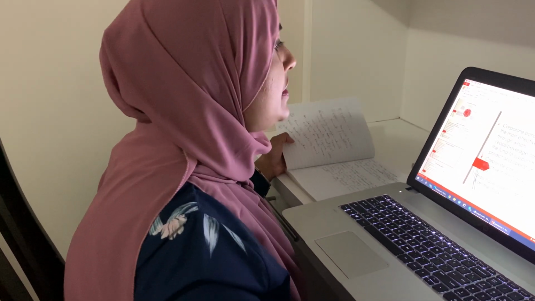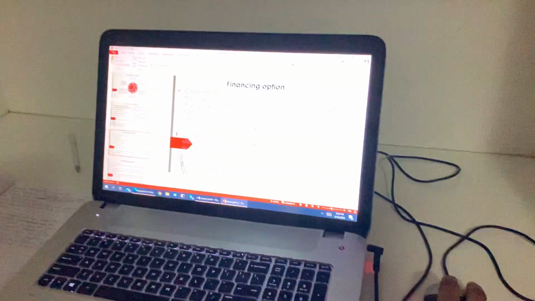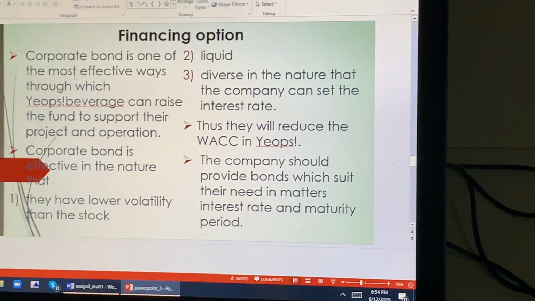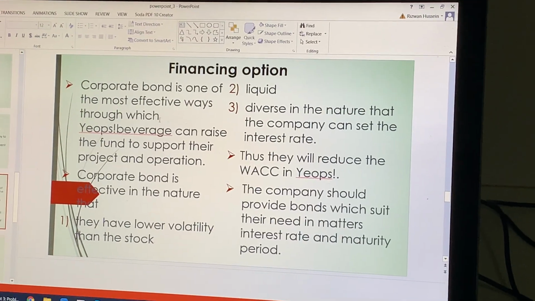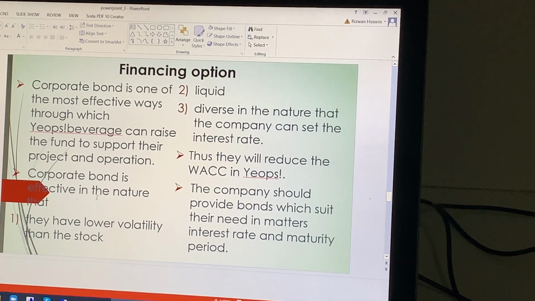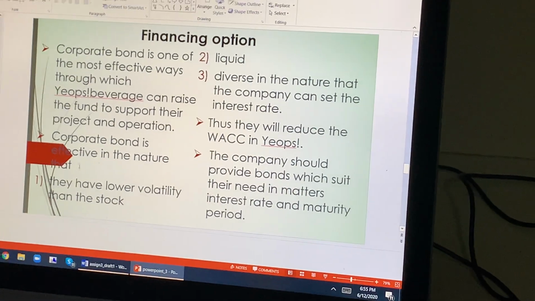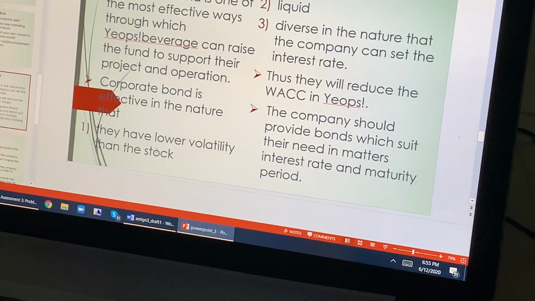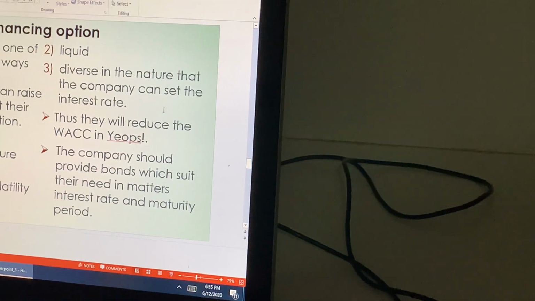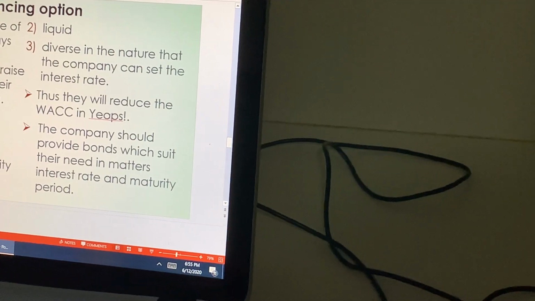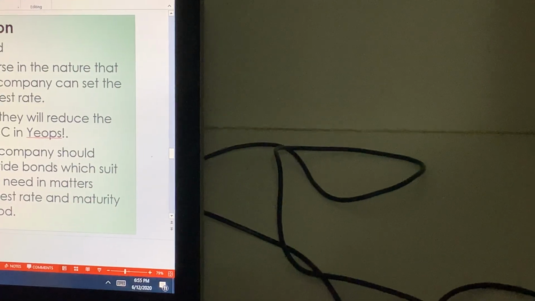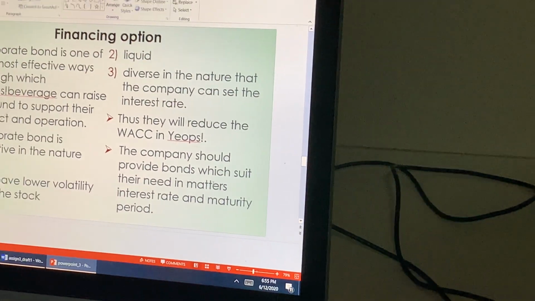So the next is the financing option. The financing option for the Yobs Beverage. Corporate bond is one of the most effective ways through which Yobs Beverage can raise the fund to support their project in operations. Corporate bond is effective in the nature that they have lower volatility than the stock and is liquid. It is diverse in the nature that the company can set the interest rate. Thus, they will reduce the weighted average cost of capital in Yobs Beverage. The company should provide bonds which suit their needs in matters of interest rate and maturity period.